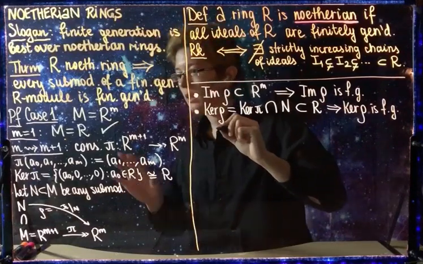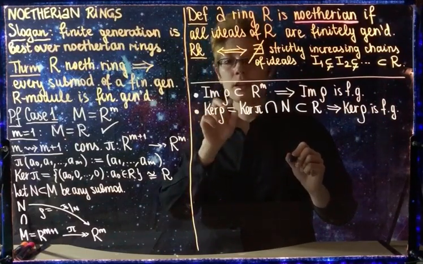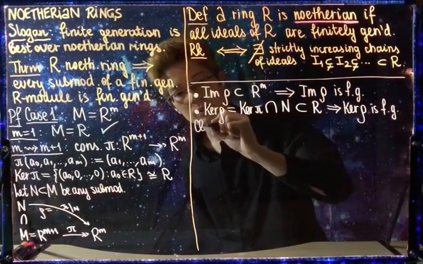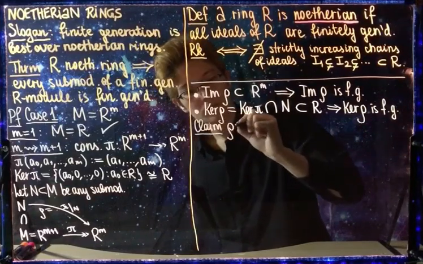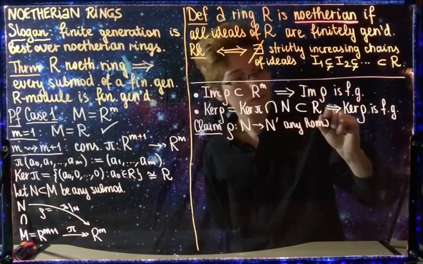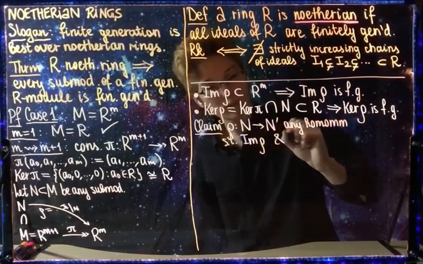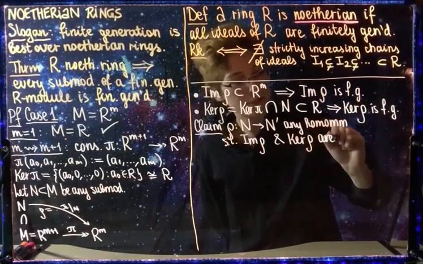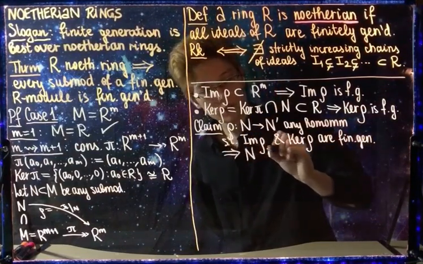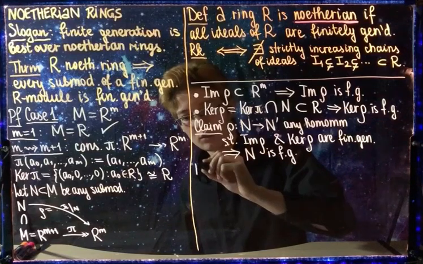And now I claim that if the image and kernel of some homomorphism are finitely generated, then this module is finitely generated itself. So claim: if rho from N to N prime is any homomorphism such that the image of rho and the kernel of rho are finitely generated, then N itself is finitely generated.